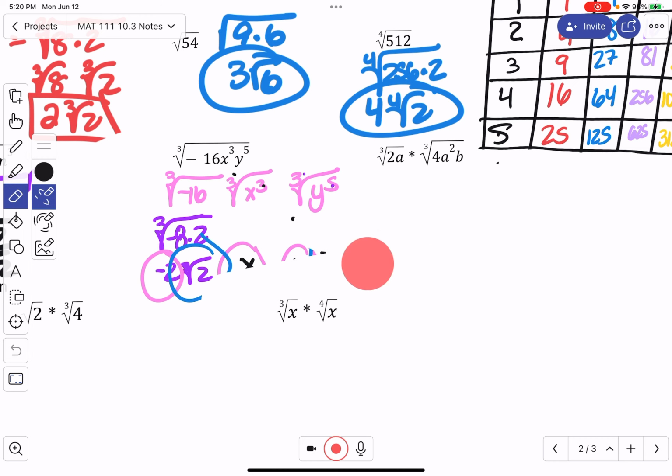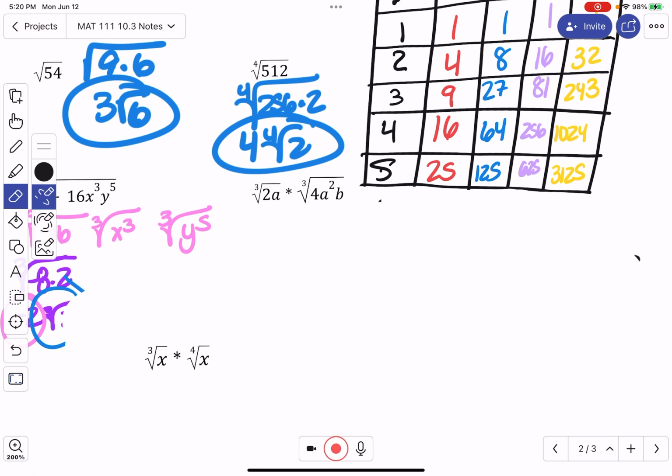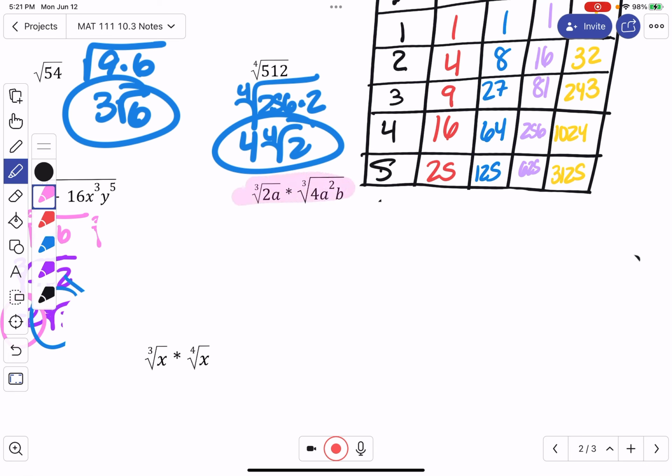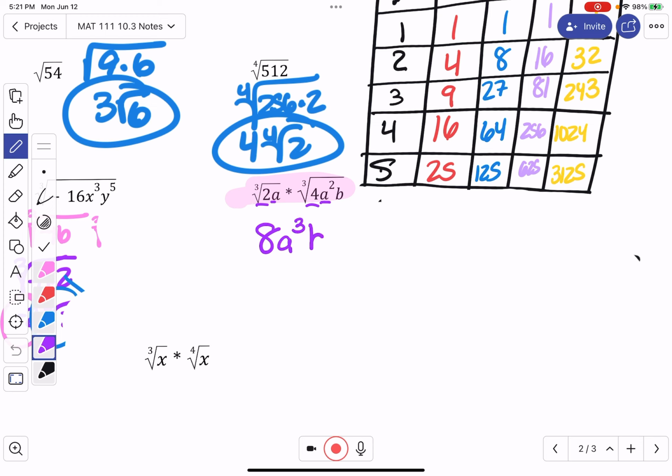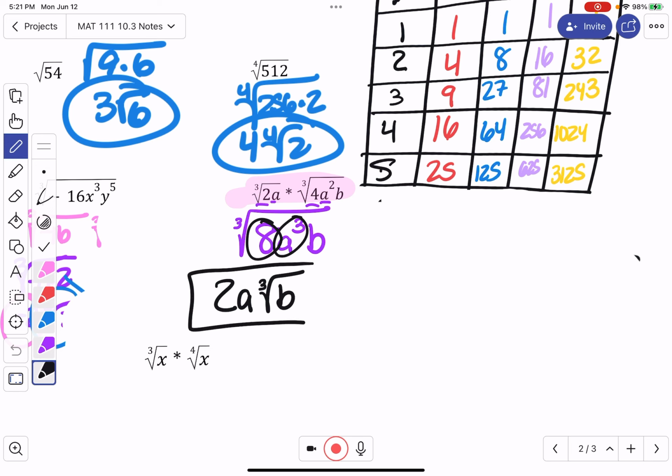All right, if I look at this problem here, first I'm going to multiply. I'm going to say, hey, 2 times 4 is 8. A to the 1st times a to the 2nd is a cubed, and we only have one b. Now we're going to take the cubed root of that. Well, the cubed root of 8 is 2. The cubed root of a cubed is a, and there is no b cubed, so we're just going to leave the b inside.